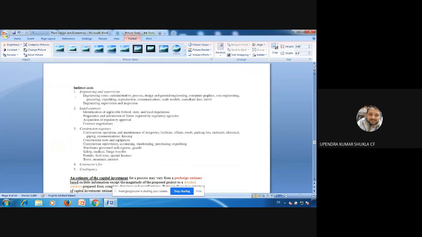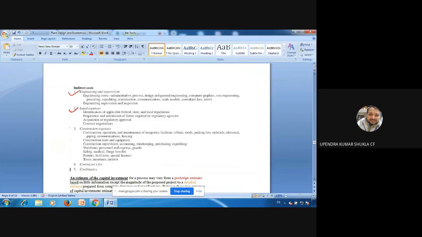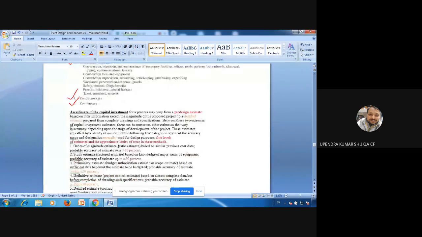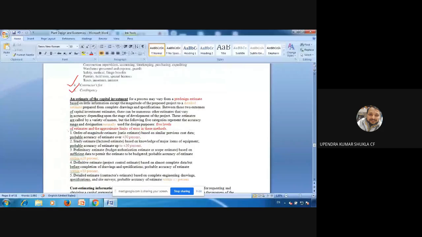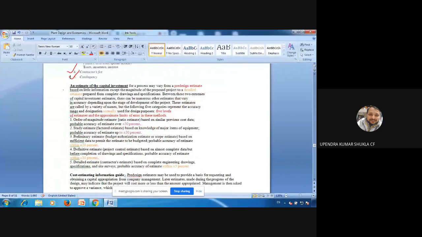Indirect cost: engineering and supervision, legal expenses, construction expenses, contractor fee, and contingency. So these are the things that you need to check before cost estimation, that you have involved all these costs or not.